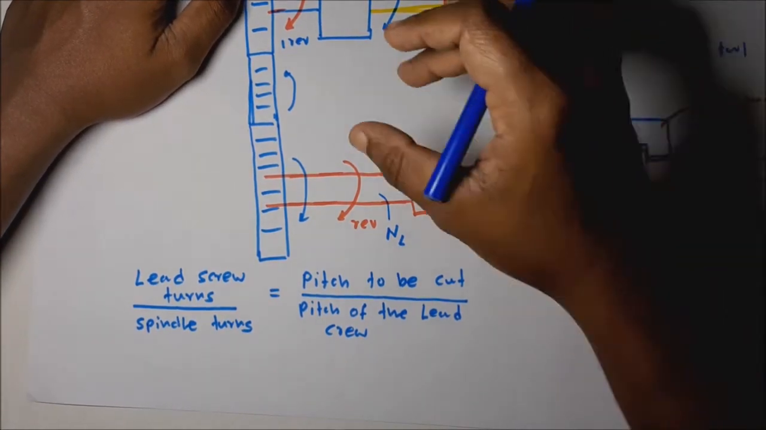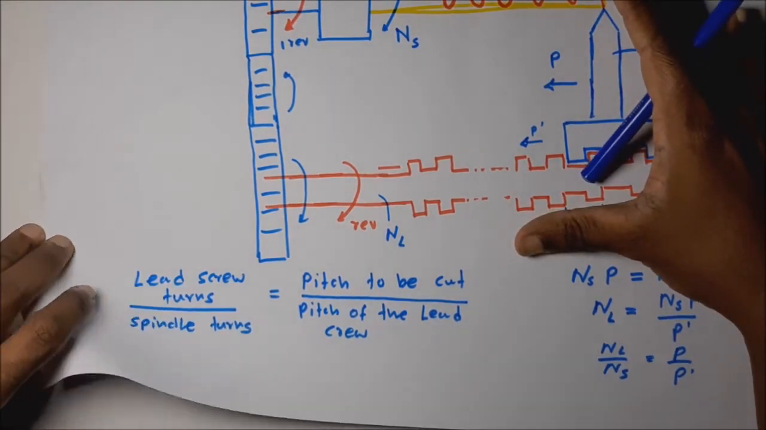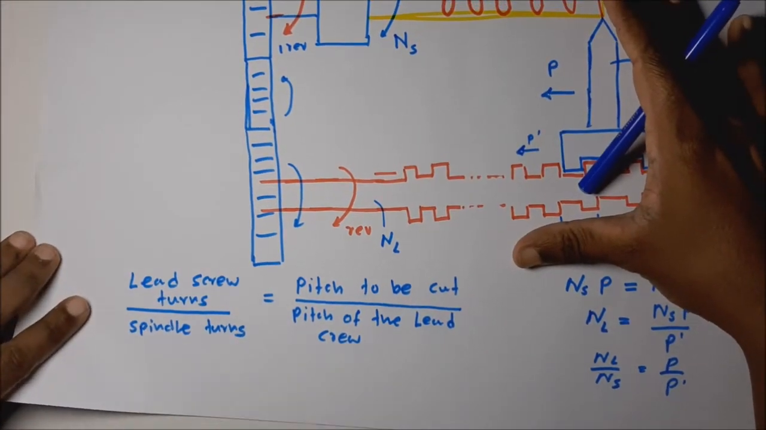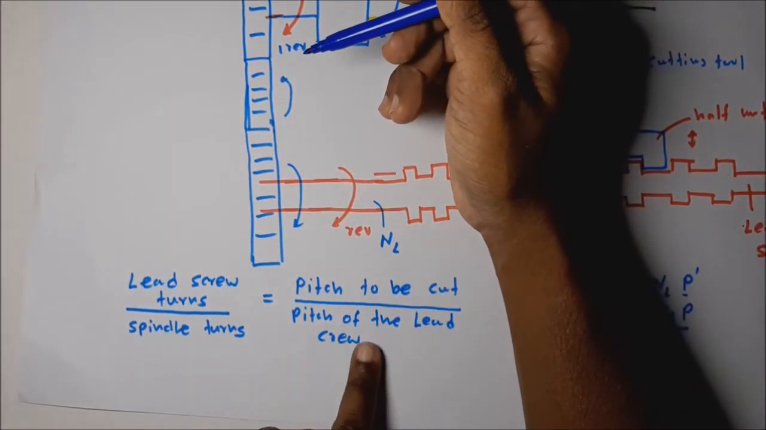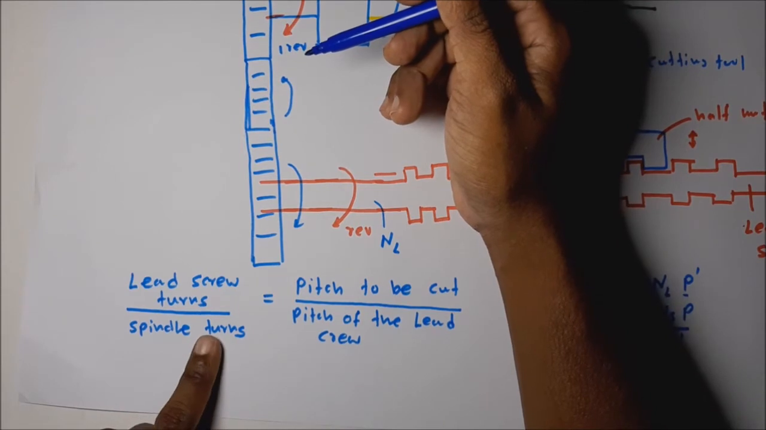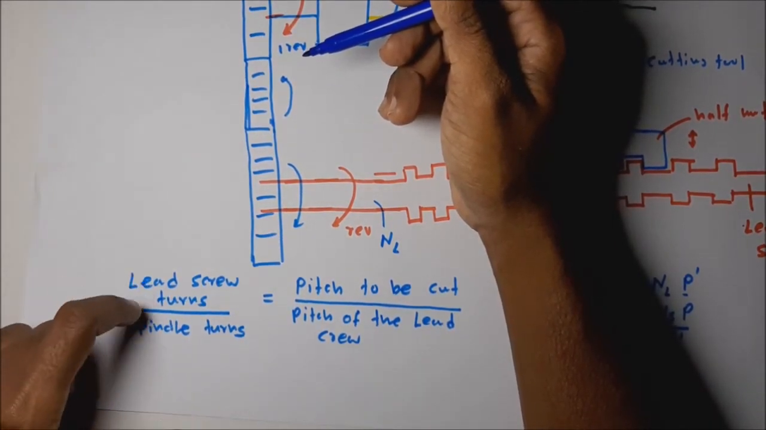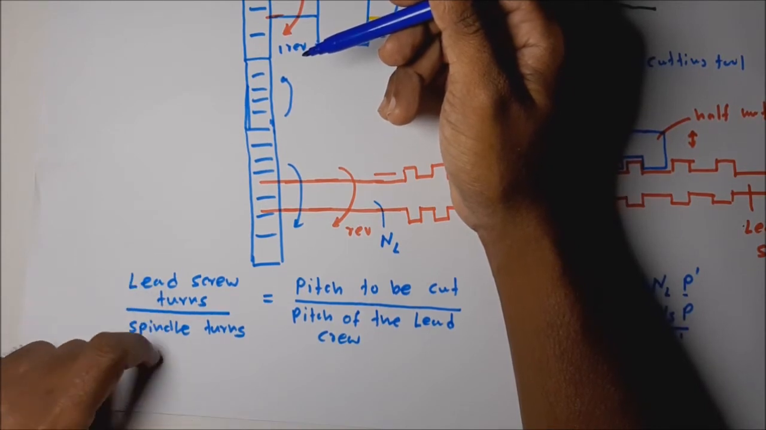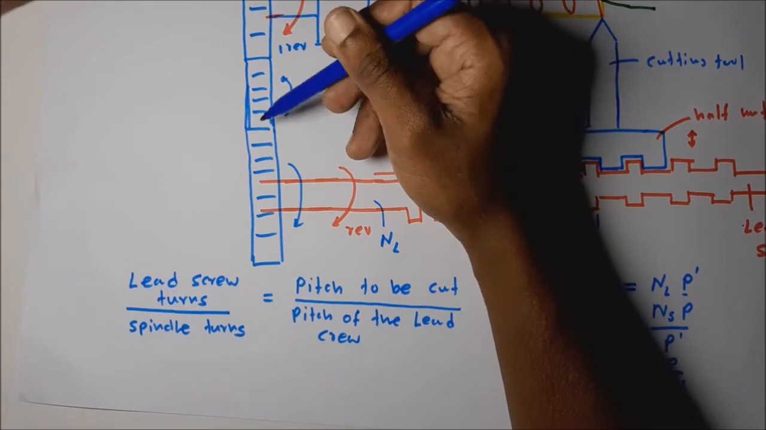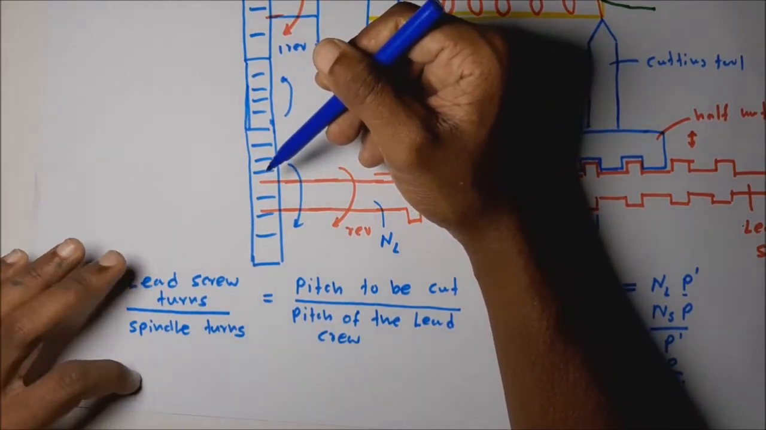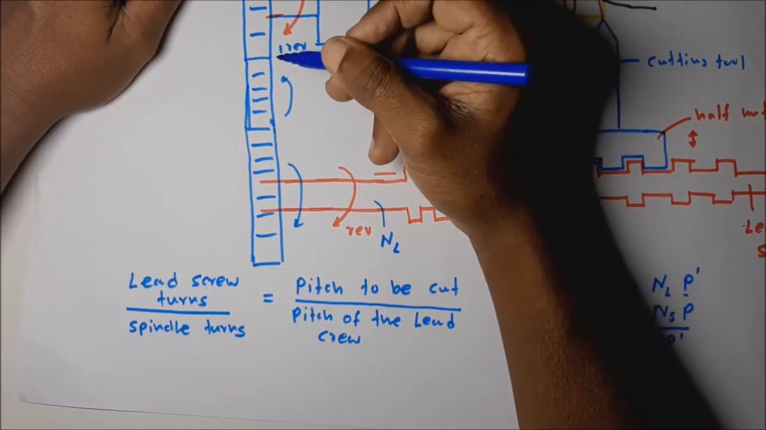Now we have come to an important step. Pitch to be cut is known, pitch of the lead screw is known. Then we have to relate these two rotary motions through the gear train. This connection is done using the simple gear train and the compound gear train.